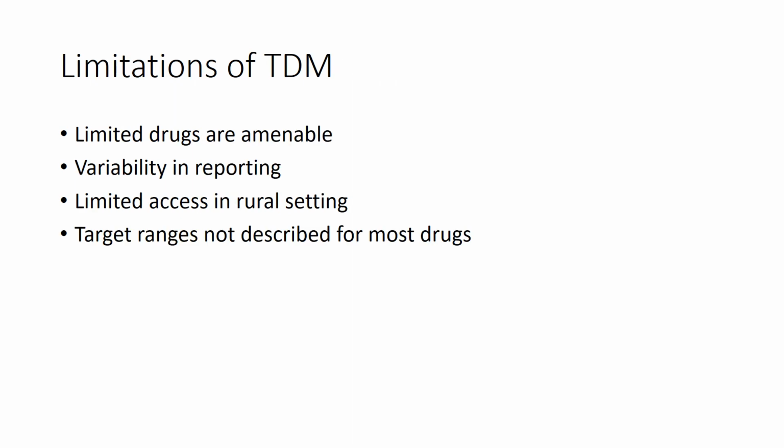Coming to the limitations of therapeutic drug monitoring, only limited drugs are amenable to therapeutic drug monitoring, and there is variability in reporting from lab to lab, and there is only limited access in rural settings. All of this requires a lot of sophisticated instruments, and we need skilled professionals for doing therapeutic drug monitoring. So one thing is it's very expensive, second thing is it's not available everywhere. So there is limited access in rural settings, and target ranges are not described for most of the drugs. So these are the main limitations of therapeutic drug monitoring.